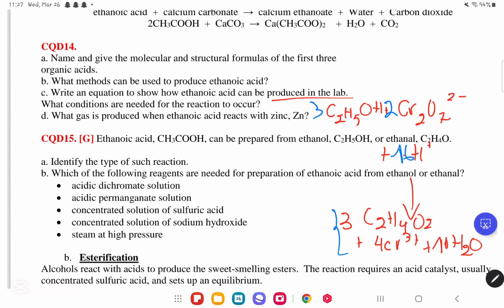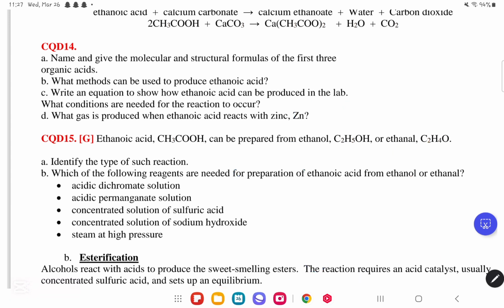I don't think something like this will come because it's not given in the notes. But if it did come, you should know that it reacts in the presence of dilute sulfuric acid, which is H2SO4. Now, what gas is produced when ethanoic acid reacts with zinc? When ethanoic acid reacts with zinc, it will produce hydrogen gas, always hydrogen gas, H2 gas.